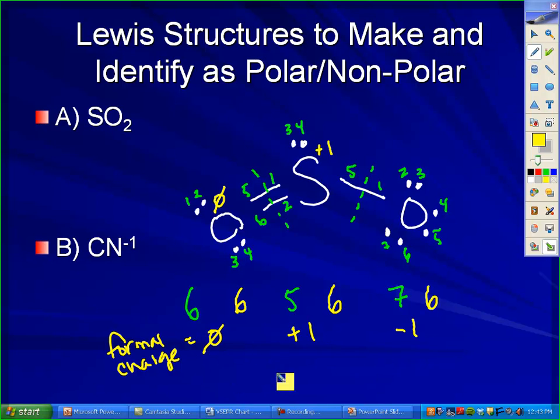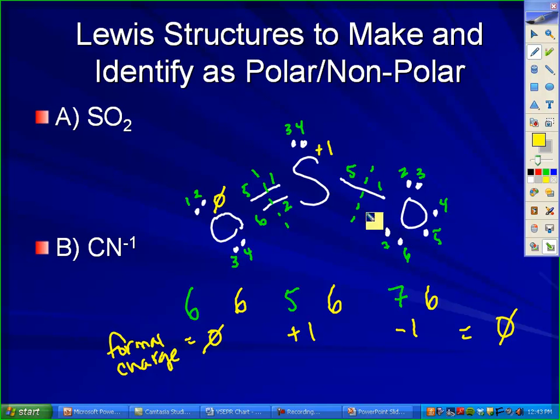And what's neat about this formal charge is that the overall charge of the molecule should be the same as the sum of our formal charges. So if we look at our formal charges, I have 0, plus 1, minus 1, so my overall charge is 0, so this molecule should be neutral, and it is.